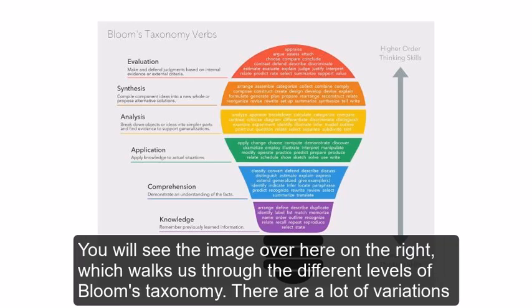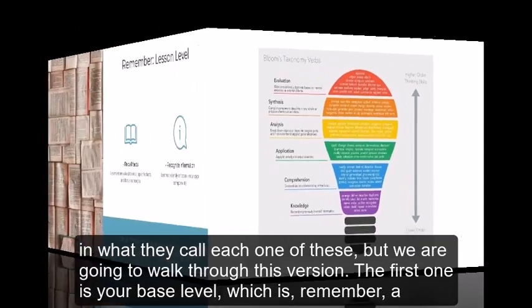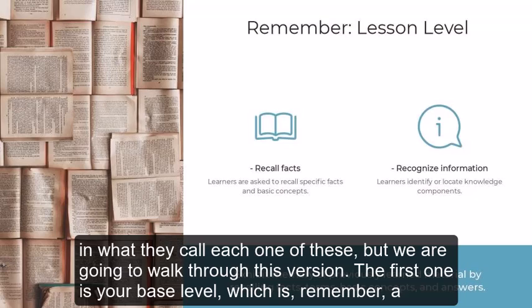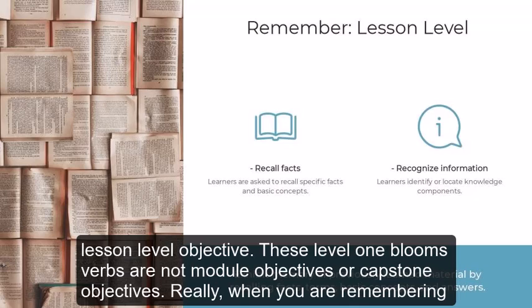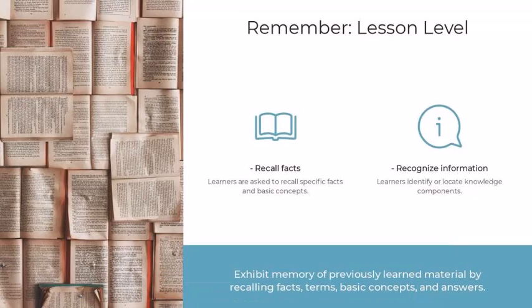You will see the image over here on the right, which walks us through the different levels of Bloom's taxonomy. There are a lot of variations in what they call each one of these, but we are going to walk through this version. The first one is your base level, which is, remember, a lesson level objective. These level 1 Bloom's verbs are not module objectives or capstone objectives. Really, when you are remembering something, you are just recalling it.